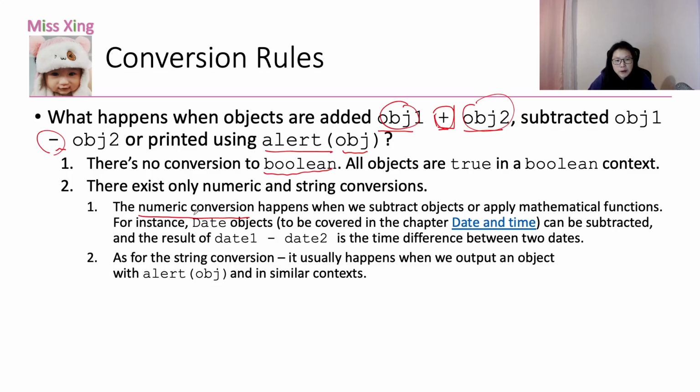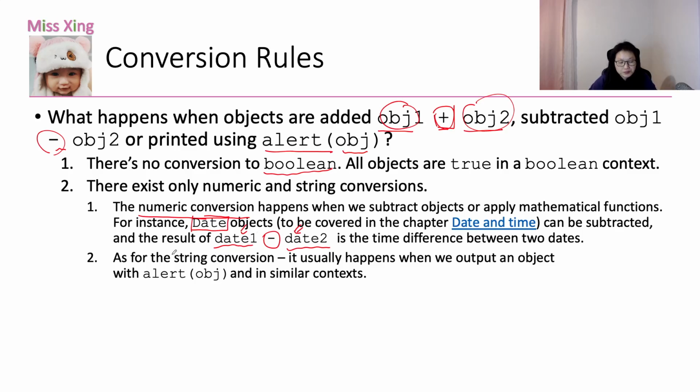Like here, one example is the date object. We will see the date and time object in a later chapter. When we do date1 minus date2, which is doing a mathematical operation, it returns the time difference between two dates. In this case, date1 is an object, date2 is an object, and both of them will be converted into numbers. Then it will do the subtraction.